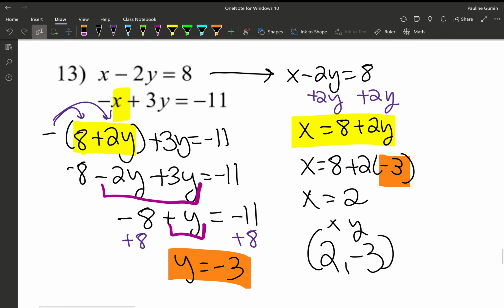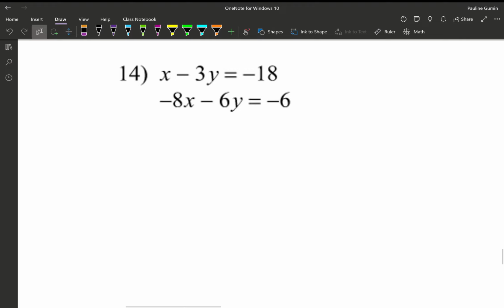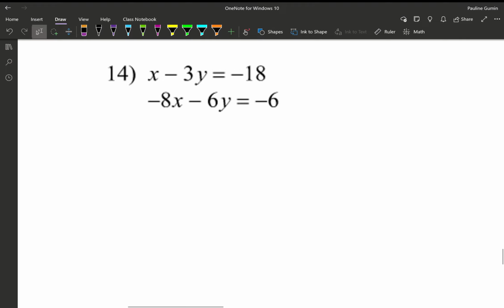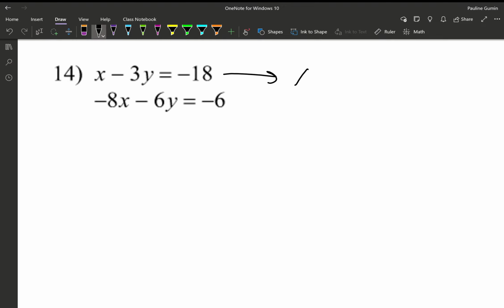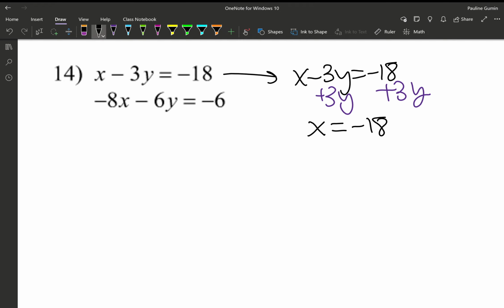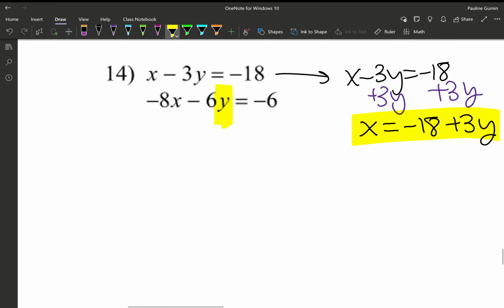Okay, let's do one last problem, 14. Once again, the only one we have here is x. That's by itself. So let's use it. I'm going to add 3y to both sides. Now, of course, I cannot actually add negative 18 and 3y, so I'll just write negative 18 plus 3y. And we're going to plug that into that second equation.